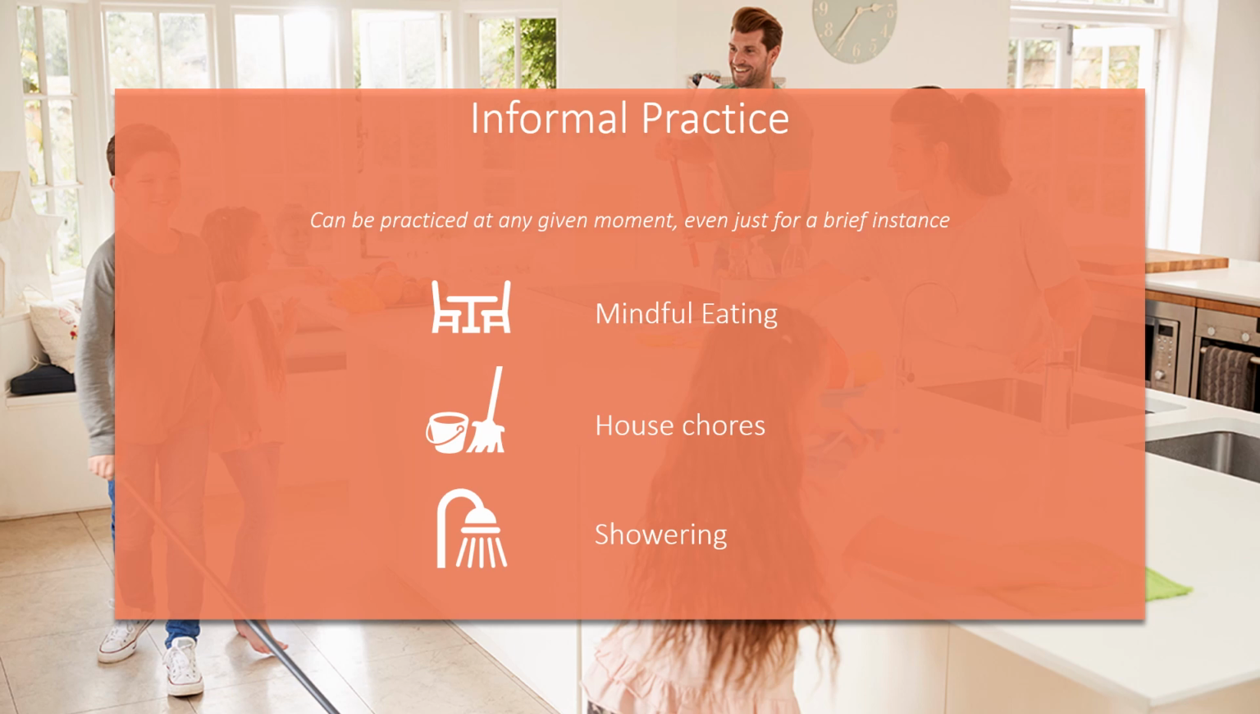We practice informally when we apply mindfulness or compassion fully to something that we are already doing in our everyday life. Mostly, we focus intensely on the sensations that arise within the situation. For example, eating. We focus on sight, smell, taste, touch, and maybe even sound to anchor us to the present moment. We might also become aware of emotions or thoughts arising in the moment. Other examples of informal practice are doing it with house chores or in the shower.